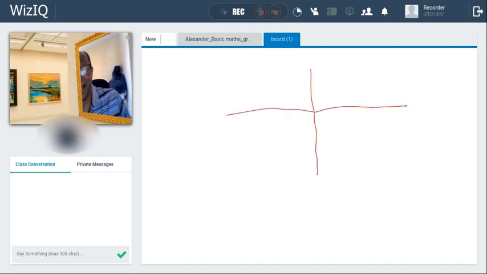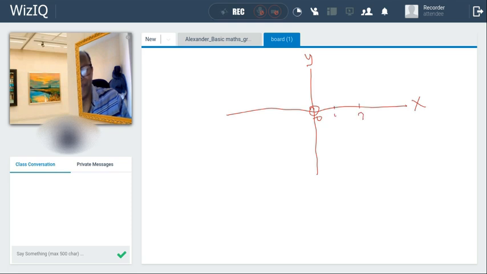Okay, can you see this red? Yes. This is Y. This is X, so this is called the X-axis, and this is called the Y-axis. The point here is 0. So this is 0, and as you go to the right, it's going to be positive.